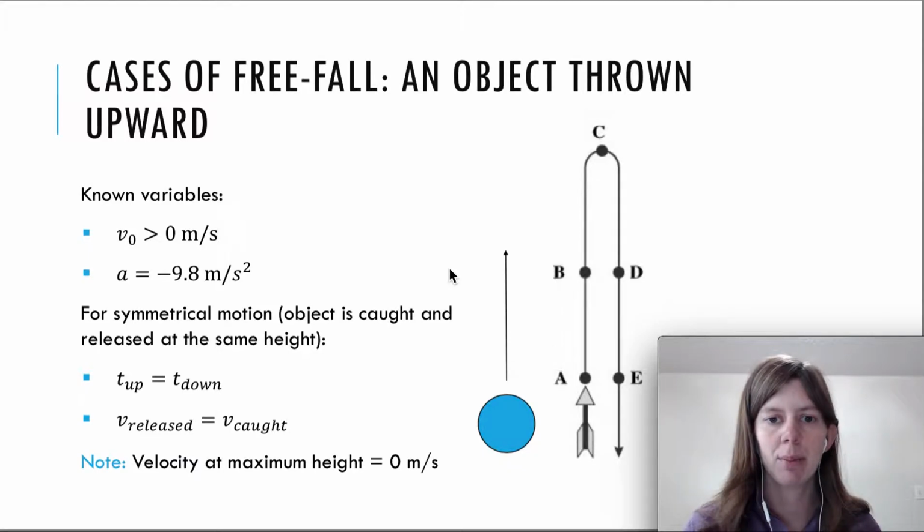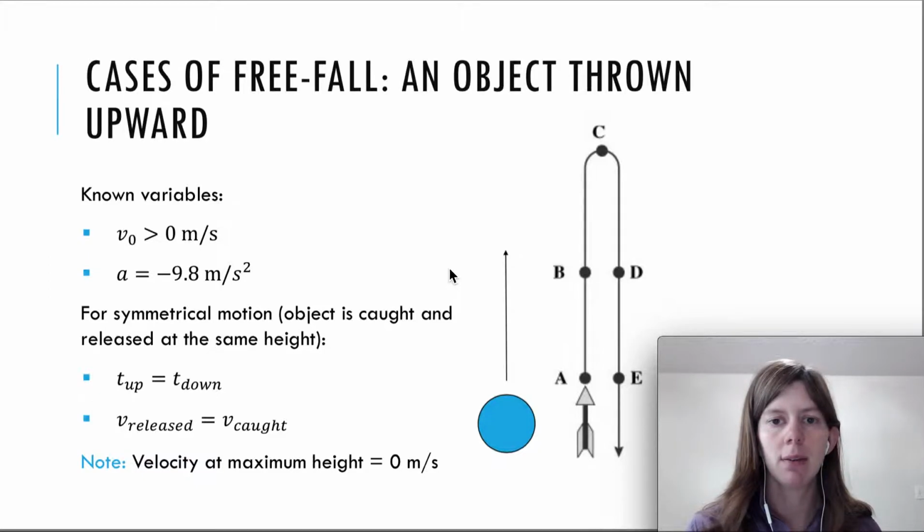Hello, this is the second part of video 11. I decided to make video 11 into two parts so that it doesn't become too long. So in the first part, I went over free fall and the first case of free fall, which was an object being dropped. And in the second video here, I would like to go over the second case of free fall, which is an object being thrown upward.